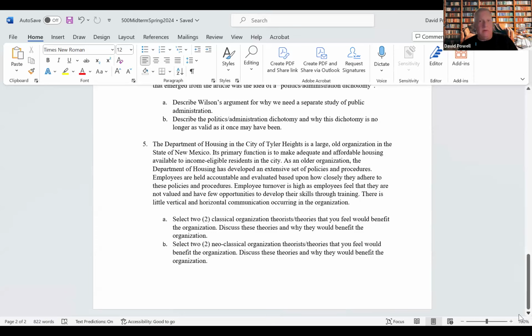Select two of those theories or theorists that you think would be beneficial to the organization and discuss why you think they would be beneficial. So again, you'll have all the information after tonight to do scenarios 1 through 4. You'll have to wait until next week to get the information that you need to do scenario number 5.